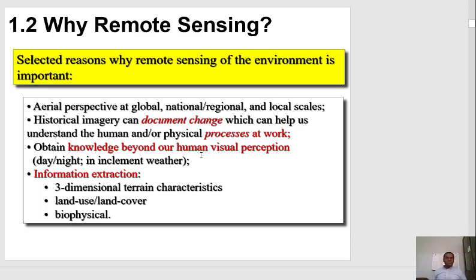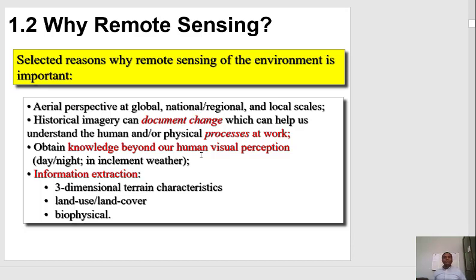So if we rely on this visible range only, our knowledge can only be limited by this range, 0.4 up to 0.7. But there are a lot of things going on beyond the visible range of the electromagnetic spectrum. So how can we understand those things that are outside the visible range, such as infrared, microwave, X-ray, ultrasound? There are so many wavelength ranges with which we can explore a lot of issues going on around us. So remote sensing gives you knowledge beyond our human visual perception.